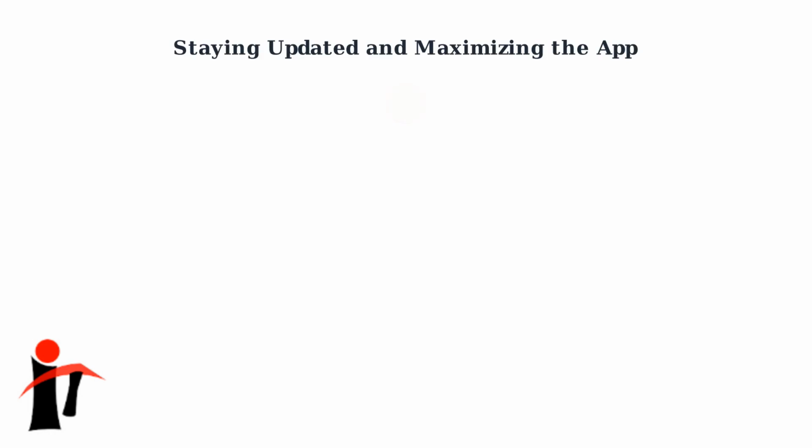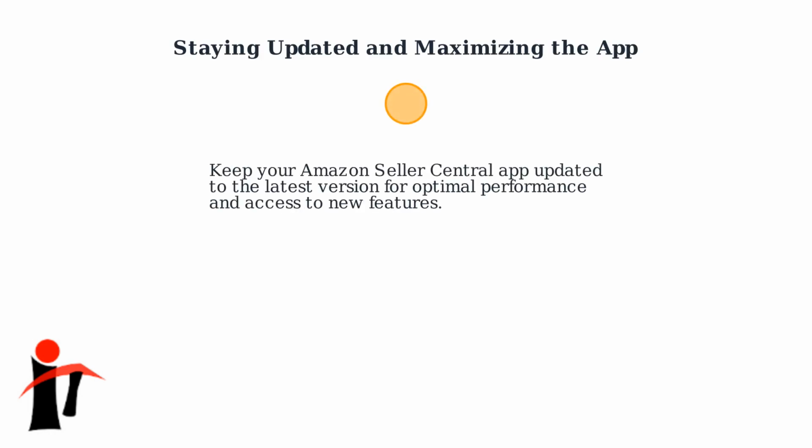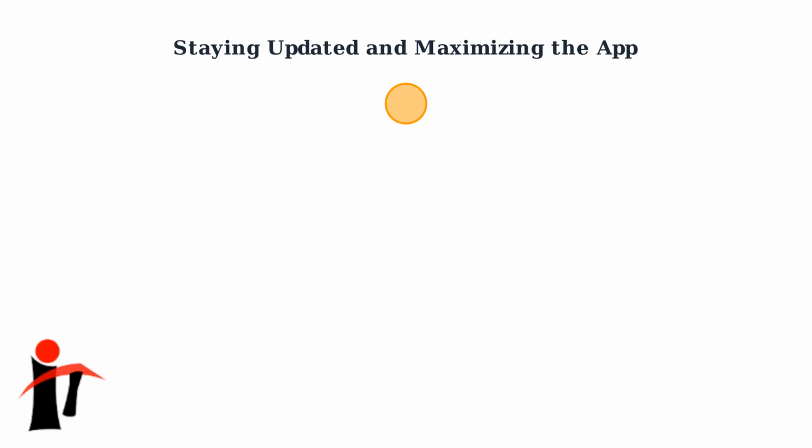To get the most out of your Amazon Seller Central app, it's crucial to keep it updated to the latest version. This ensures optimal performance and gives you access to the newest features, like enhanced AI tools and security improvements. Regularly check the App Store on iOS or Google Play Store on Android for available updates. The app developers release improvements frequently, so staying current prevents issues and unlocks better functionality.